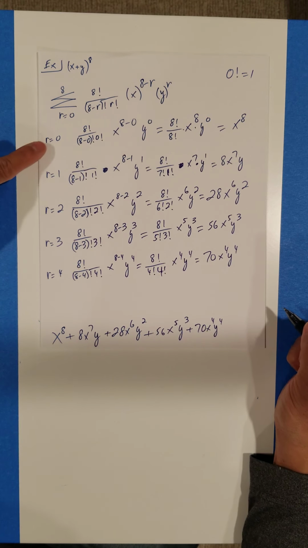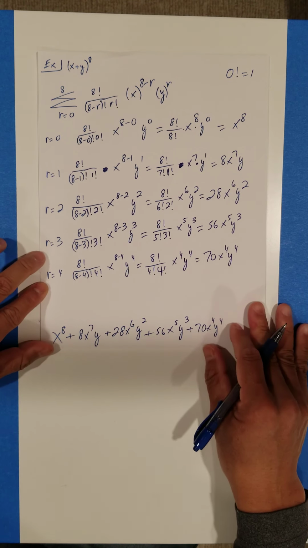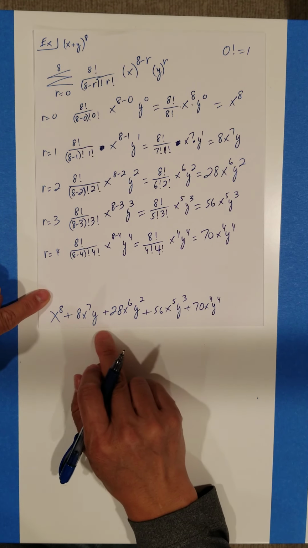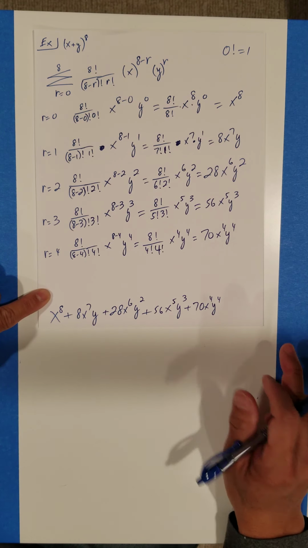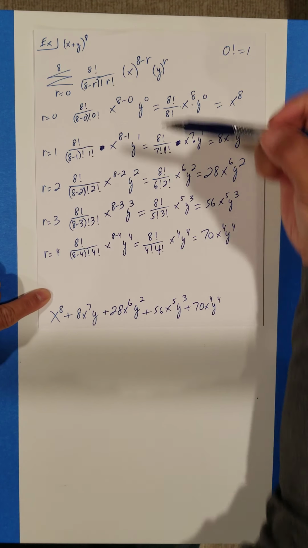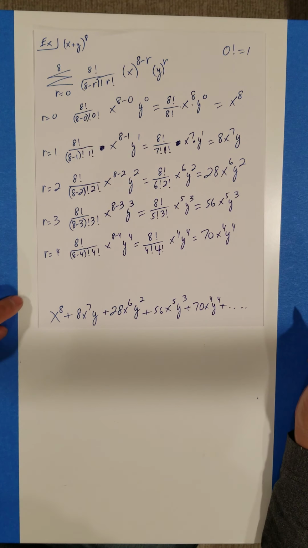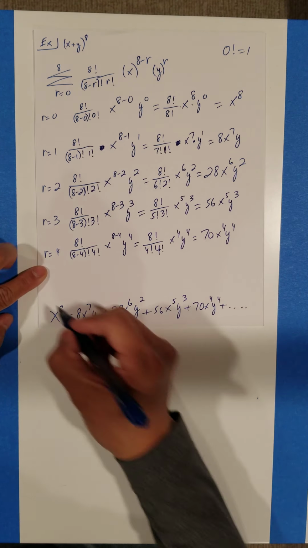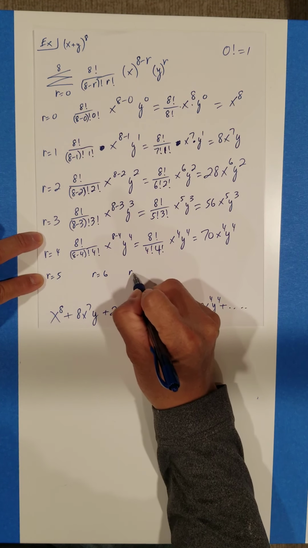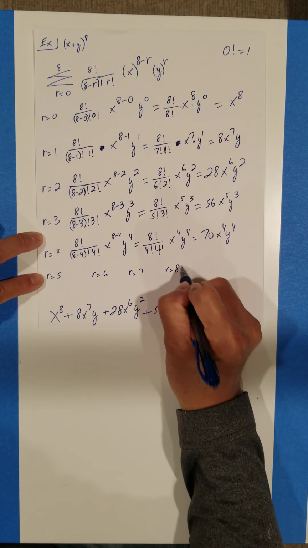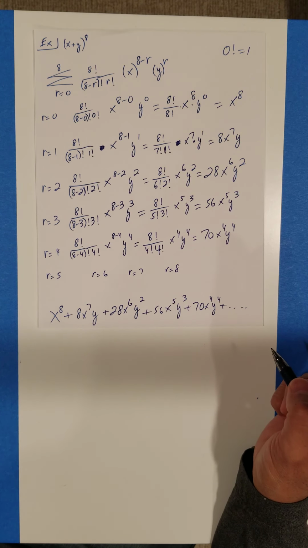Okay, again, I did 0, 1, 2, 3, 4. I've got to go 5, 6, 7, and 8. So when I do that, by the time I'm done, I'm going to have this thing all expanded out. I'm basically taking (x plus y) to the 8th power and expanding it all out. So you need to finish this, and hopefully you can do that, right? So keep on going. Do this again when r equals 5, then r equals 6, r equals 7, r equals 8.